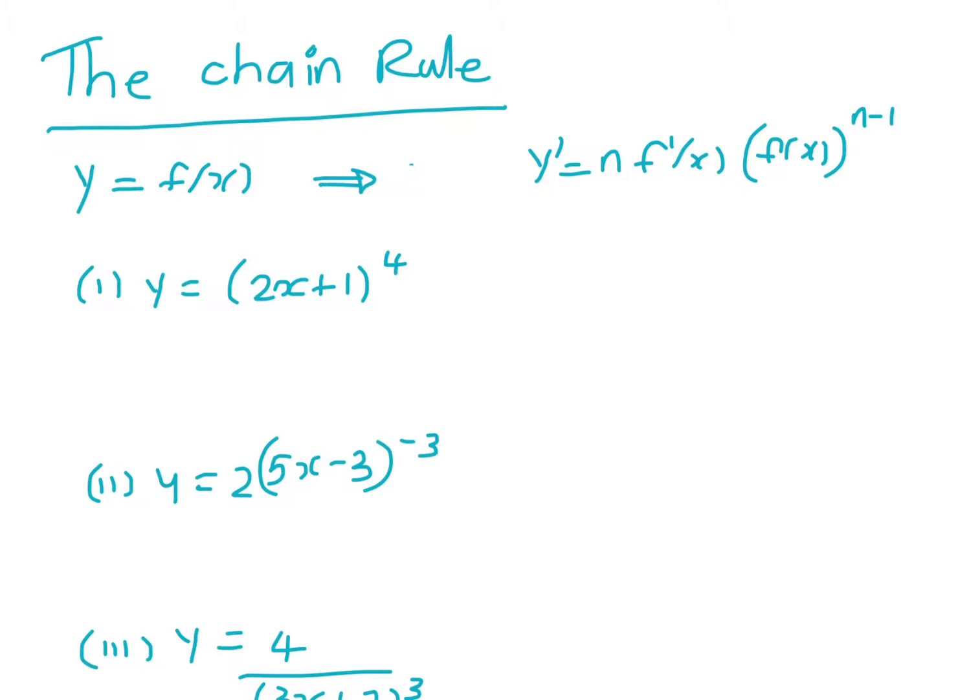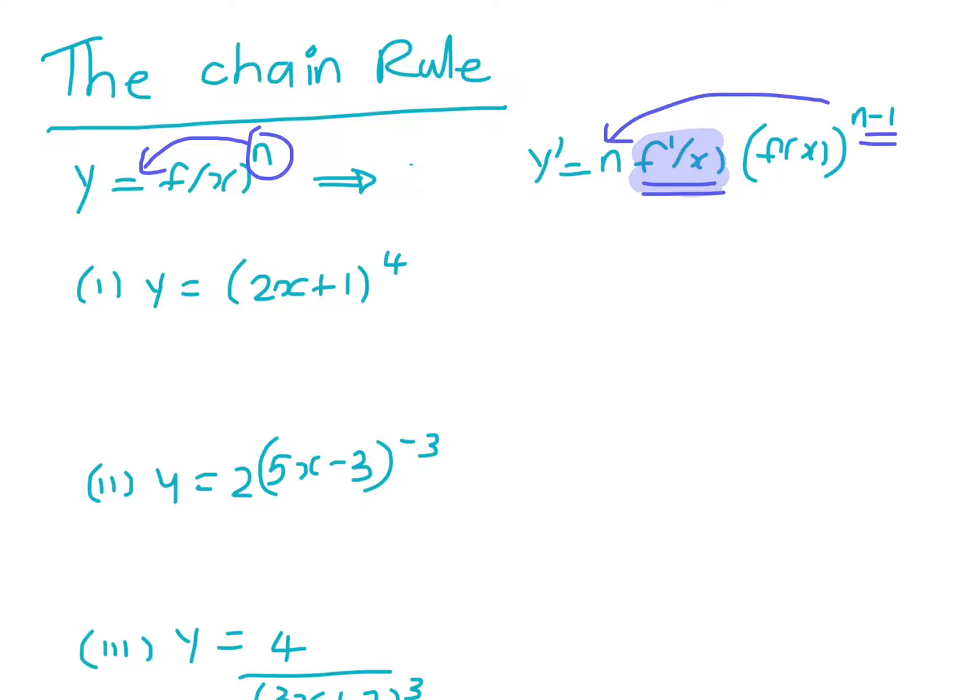So the rule actually says that you get the indice, bring it down the front. Here it comes down the front, and then you take one away from the indice, and then you times by the derivative of what's inside. That's the f dash x.